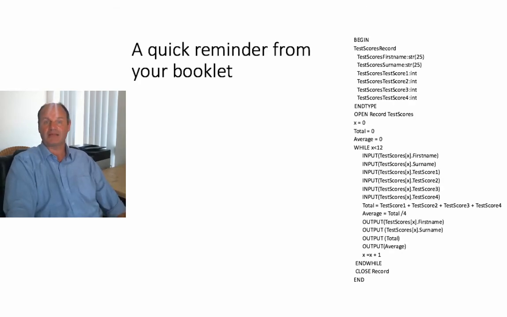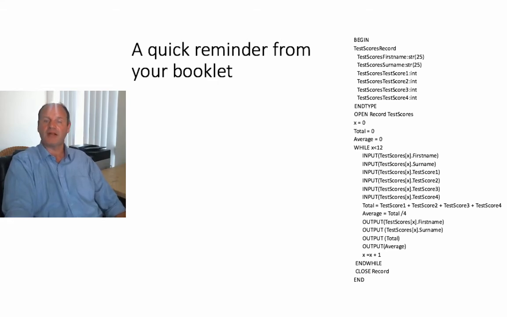Here is our second example. We start with the keyword begin, like we did in the previous example. The record test scores record is declared. With tests, the fields are given a data type, and the string data types also display their field lengths. As in the previous example, notice the indentation shown when declaring a record. We open record, declare and initialize variables, and then enter the while loop.